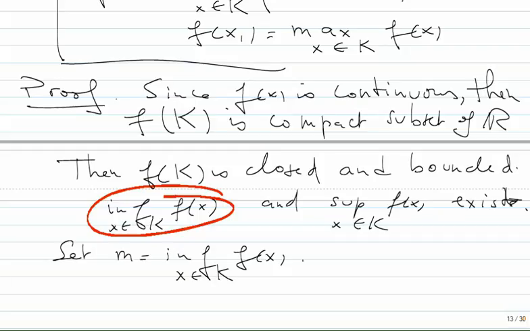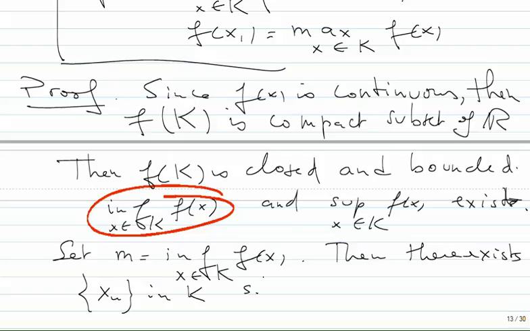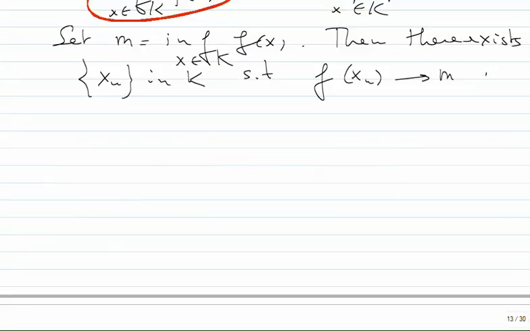Then it is easy to show that there exists a sequence xn in K such that f of xn goes to m as n goes to infinity.